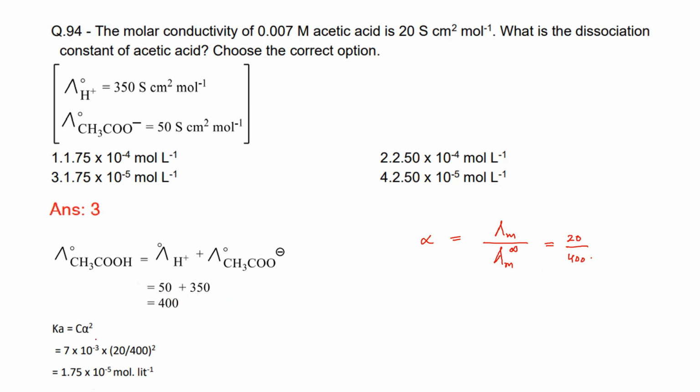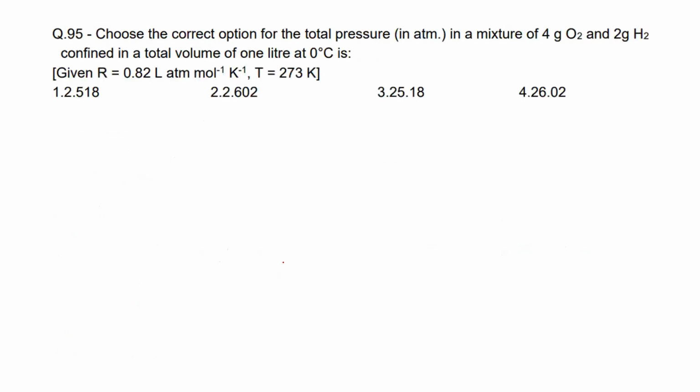So Ka is equal to C alpha square. So concentration 7 into 10 power minus 3, and this is the alpha value. So alpha square C will be the Ka value. So we got the answer, that is in option 3. So question number 94, the correct answer is option 3. Next, question number 95, we'll see.